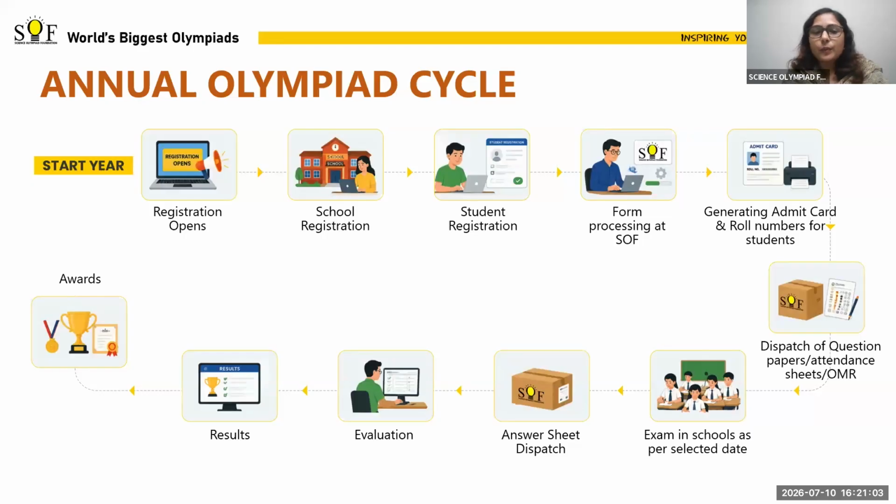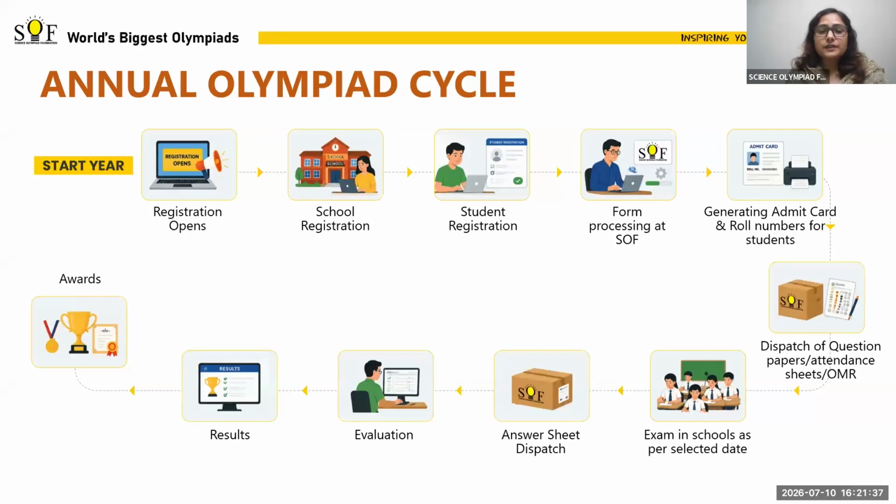The journey begins with the opening of registration, which is currently open. You can always register. Schools need to submit the SRF form, that is the school registration form, on or before our due date, which is 31st of August 2026. Before that, schools are required to complete the SRS sheet, that is the students registration sheet, by collecting the details of all the participating students. Once we receive the registration form, it is processed by the SOF team.